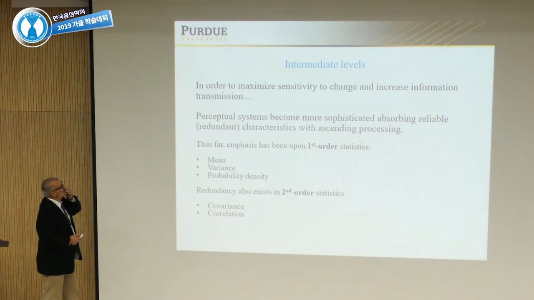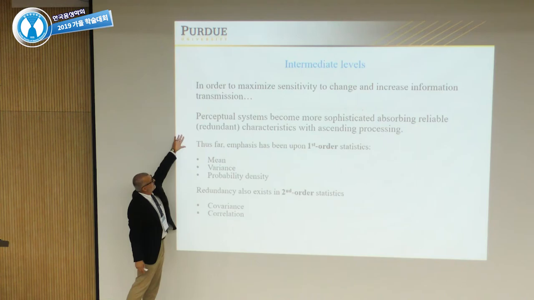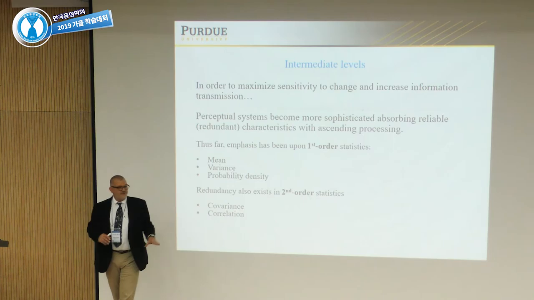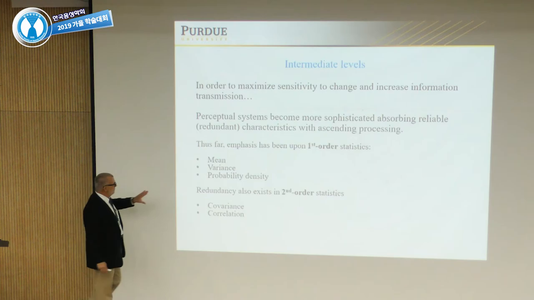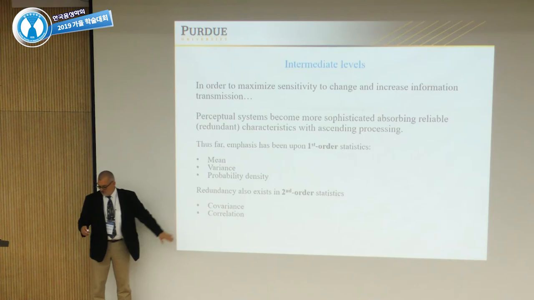So in order to maximize sensitivity to change and increase information transmission, our system should become more sophisticated in absorbing reliable, redundant characteristics with ascending processing. Now, thus far, I've been doing things like mean, variance, probability density, what do these spectra look like? But probably, to me, the most exciting thing and the thing I've been working on for the last decade is where the best part of redundancy lives, and that's in second order statistics, things like covariance and correlation.